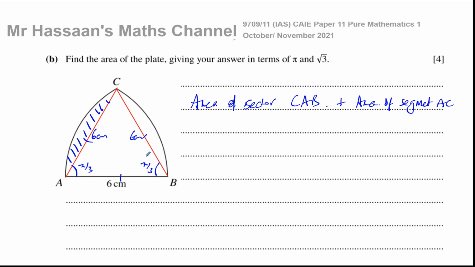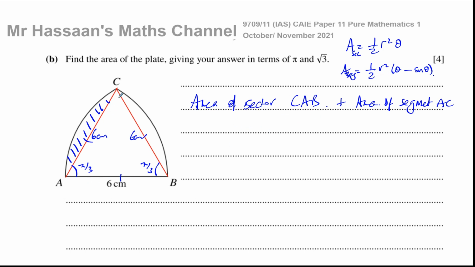So the area of the sector CAB is, as we know, the area of a sector is a half r squared theta. And the area of a segment is given by the area of the sector minus the area of the triangle. So it's going to be a half r squared theta, that's the area of the sector, minus half r squared sine theta, the area of the triangle. That gives us the formula for the area of a segment.